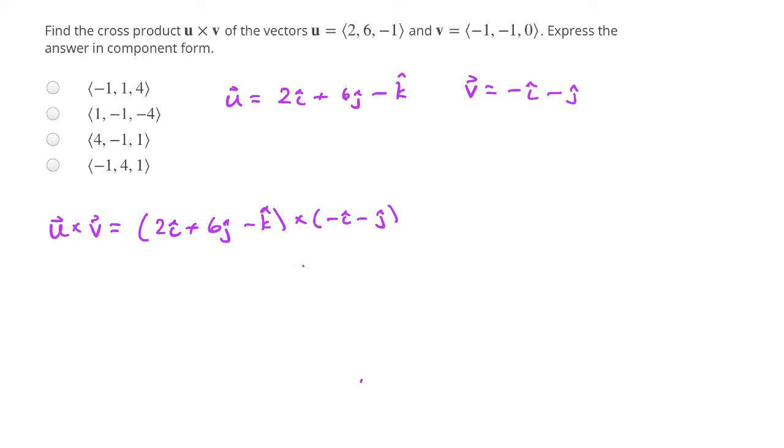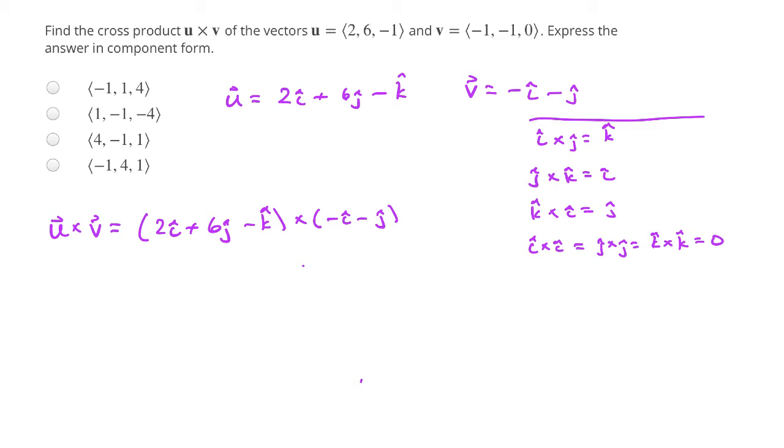Well, remember that when we're computing the cross product algebraically, we have the properties that i cross j is going to give us k, and then we permute cyclically. So j cross k is going to give us i, and k cross i is going to give us j. Along with that, a cross product of a vector with itself, so i cross i, is the same as j cross j and k cross k, and that will give us the zero vector.